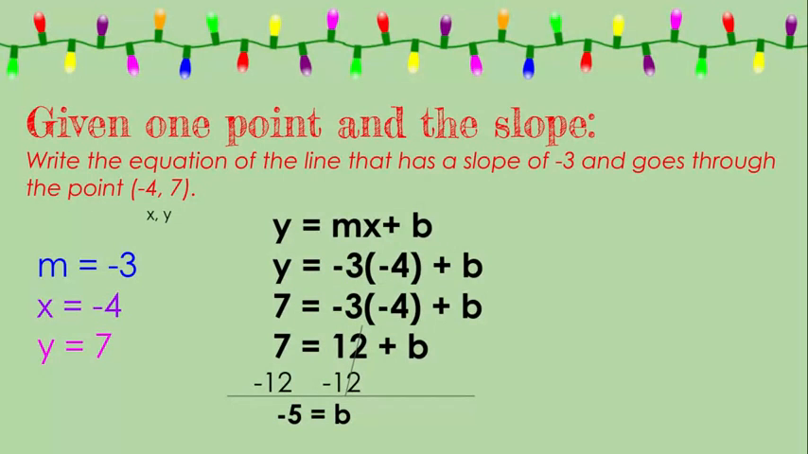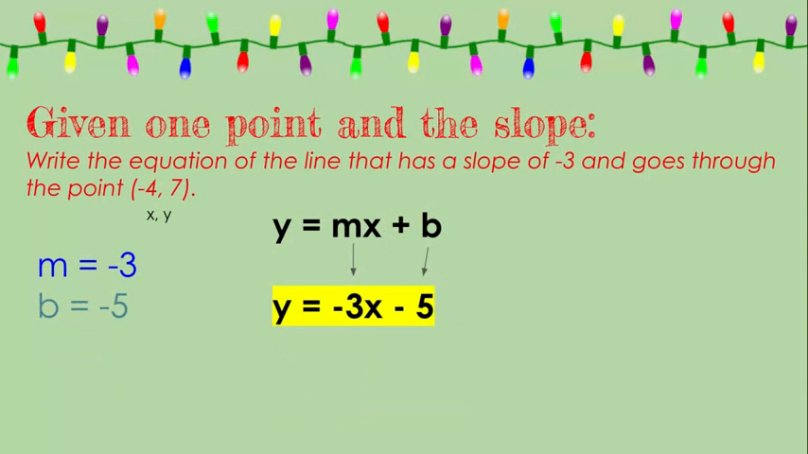So now that I have m and b, I can write my linear equation. I'm going to take my m and replace it with the -3, and take my b and replace it with the -5. I'm now done with x, y, and I have my linear equation, y equals -3x minus 5, and that's it.